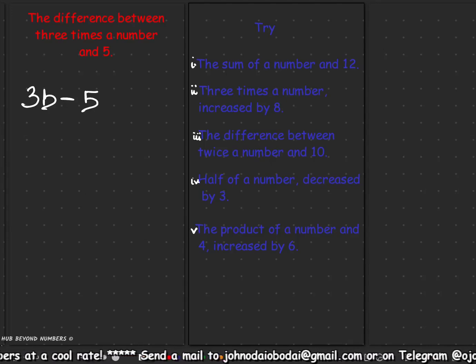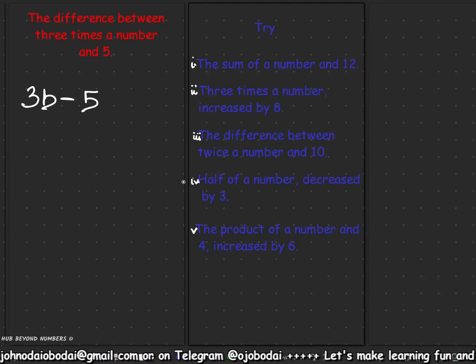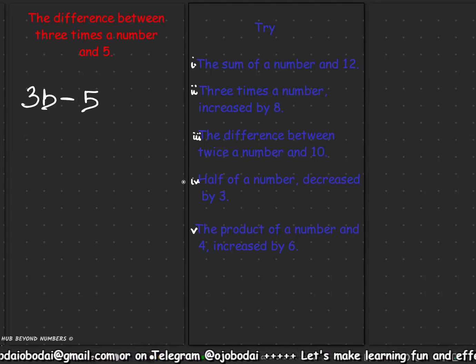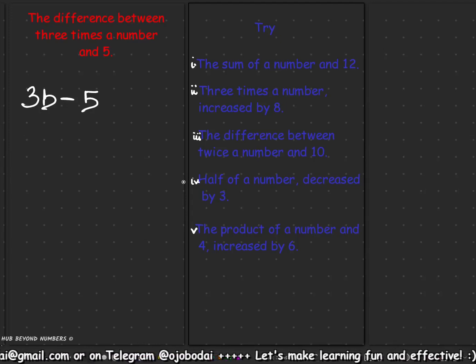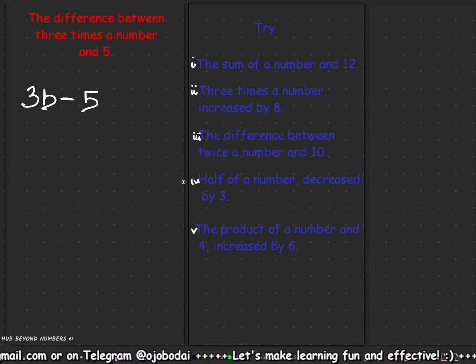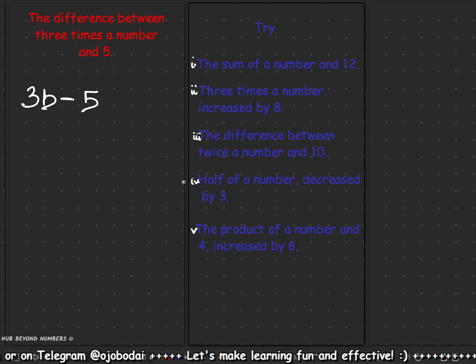Now in our next video, we'll be looking at how to form algebraic expressions from real life situations. You won't always have the sum of a number and 12 and all that. This time around, we are looking at real life scenarios and how we can form expressions from them.